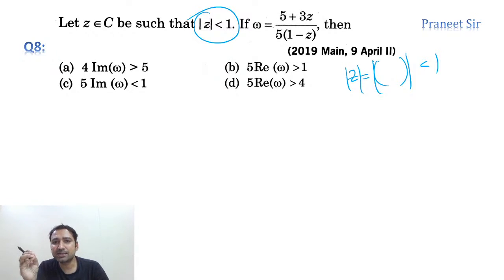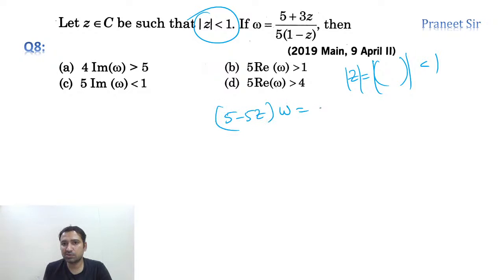Let's calculate Z, guys. Let's cross multiply this. Let's see what we get. So (5 minus 5Z) into omega is equal to 5 plus 3Z. Now if you simplify this, 5 omega minus 5 omega Z is equal to 5 plus 3Z. That's what we're getting.